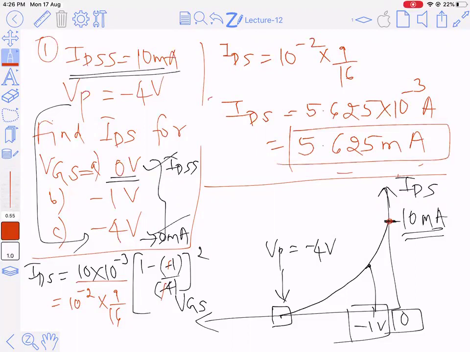So if you look here, from 10 milliampere it has dropped to 5.625, and as you keep on increasing, it will eventually drop to 0. So these questions are for like 2 mark questions, wherein you need to determine the current.